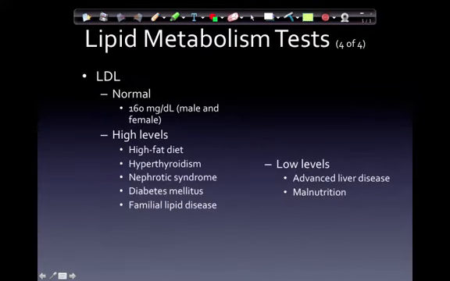LDL, normal, 160. This is what's considered, even though it's not bad cholesterol, it's considered the bad cholesterol. Low density lipids, normal 160 milligrams per deciliter in male and female. High levels would be a high fat diet, hyperthyroidism, nephrotic syndrome, diabetes mellitus, familial lipid disease. Low levels, advanced liver disease, or malnutrition.